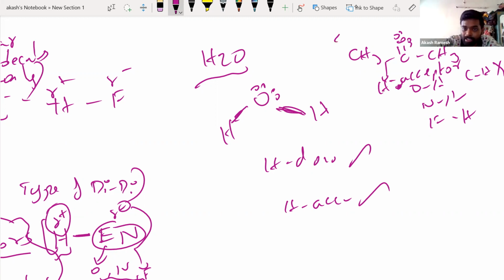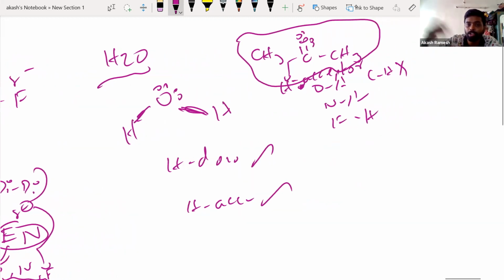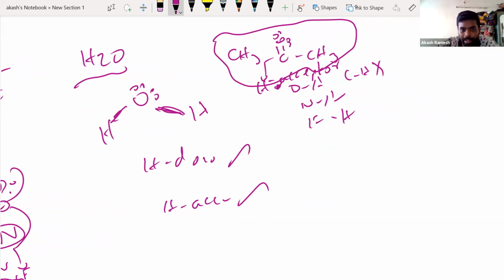So for this to be involved in hydrogen bonding, there should be some other molecule which acts as a hydrogen donor. This alone cannot be involved in hydrogen bonding. Say acetone, when it dissolves in water, then I can have hydrogen bonding. But if only acetone solution is there, that cannot have hydrogen bonding, because the hydrogen donor capabilities are not there.